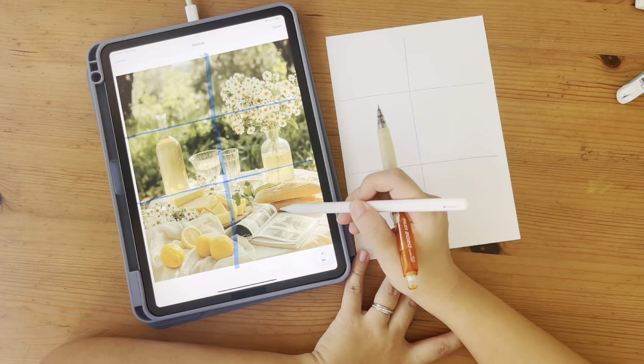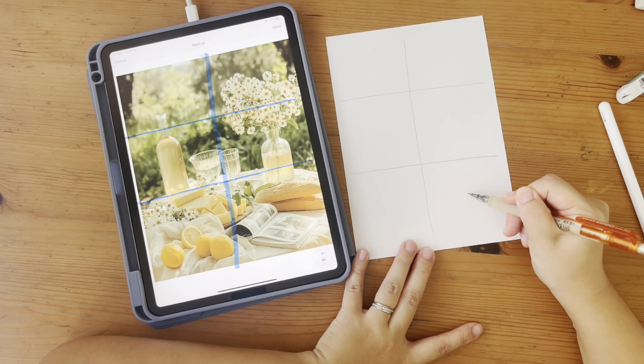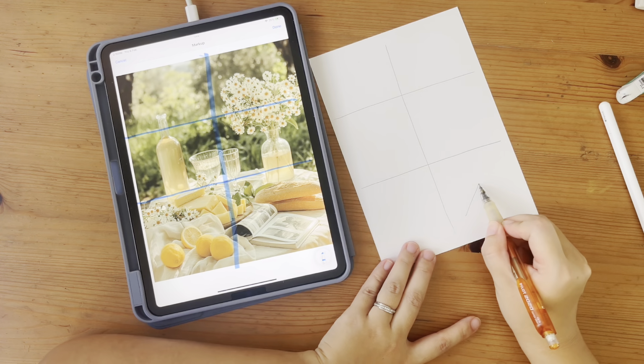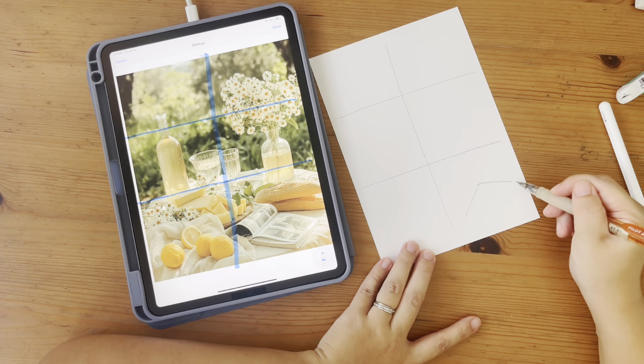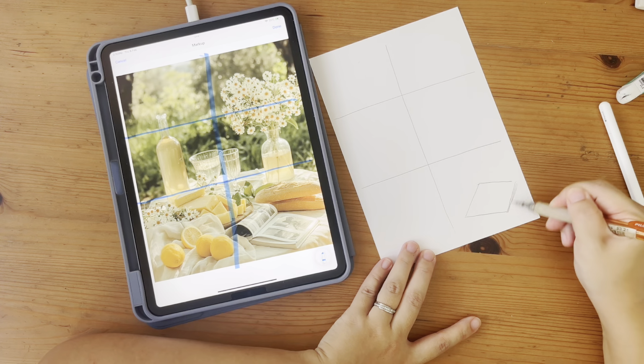So the book is somewhere starting from the center of this grid. So around here. So the book is going down. It fills up the page around that area. It looks rectangular, so I'm going to draw that in. A little bit of width.